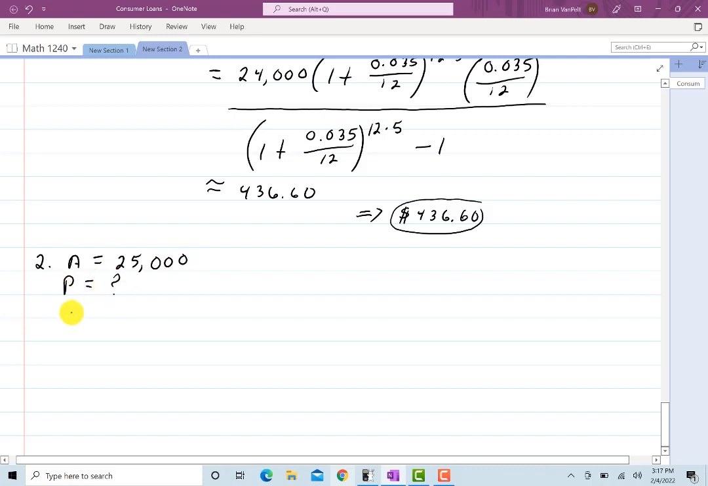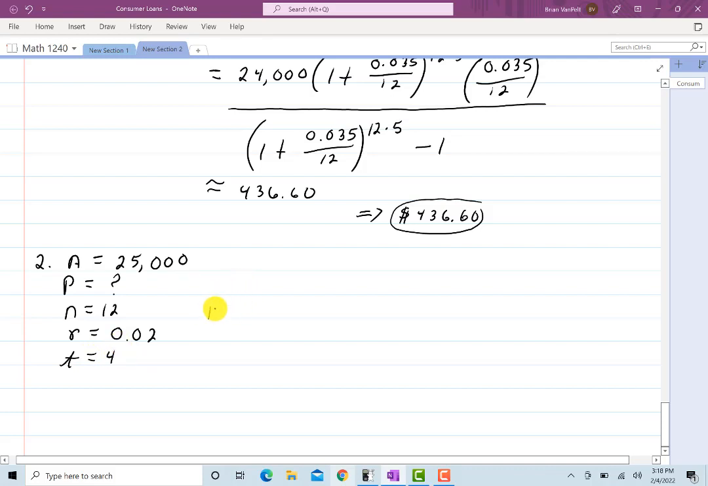Payment, of course, I don't know. The N is still 12. However, this time, the rate is 0.02. And as I said before, notice how it's a shorter time period and you're getting a better interest rate. That is common. This time, since we're talking about 48 months, T is equal to 4 for 4 years.